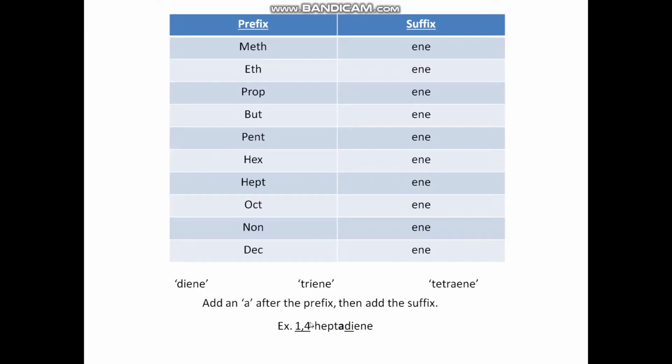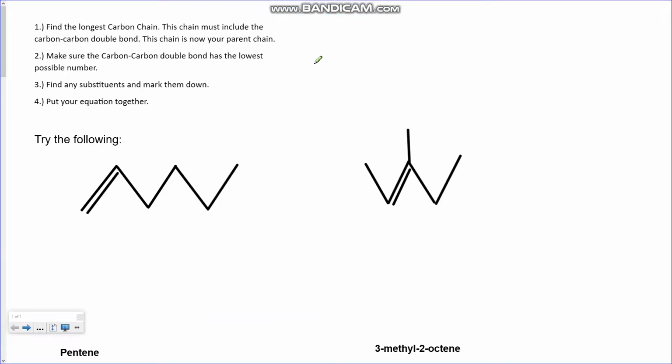Also, just to go back to quickly review the prefixes. Remember, for one carbon is meth, 2 is eth, 3 is prop, 4 is but, 5 is pent, 6 is hex, 7 is hept, 8 is oct, 9 is non, and 10 is dec. Alright, so moving on to some practice problems.